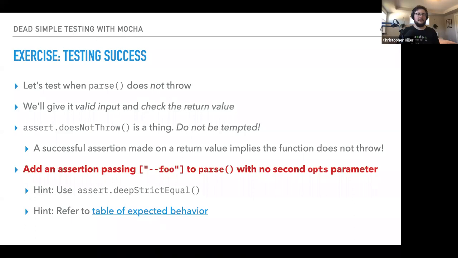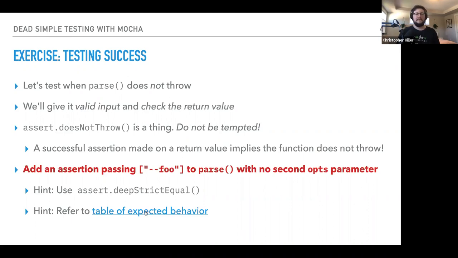And so we want to make a call to assert.deepStrictEqual. That's what we want to use here. And we want to assert that the return value of calling parse with this array is an object we expect. And so here it says refer to table of expected behavior. I'm going to wait just a second and make sure we have the instructions here. So we're going to add an assertion that asserts that passing valid arguments to parse returns an object of a certain shape. And we're going to use assert.deepStrictEqual to do that.